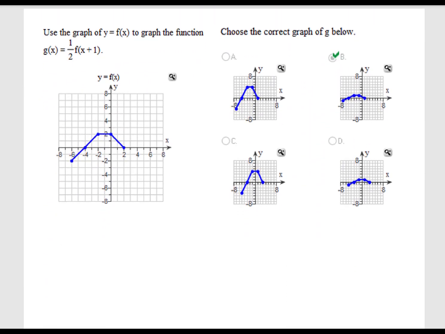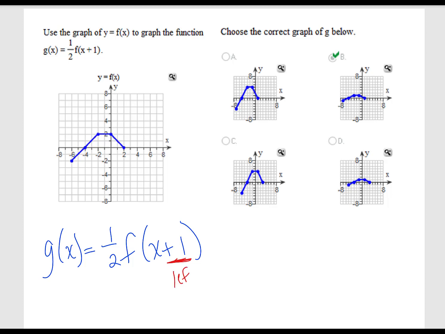Okay, so the answer is given on this one, but that's okay. We're still going to talk about it and see how we got there. So my original function is given on the graph. And let's talk about what we're looking for. This plus 1 is inside of the function, meaning that it's affecting my x's. I'm going to travel left 1 unit.